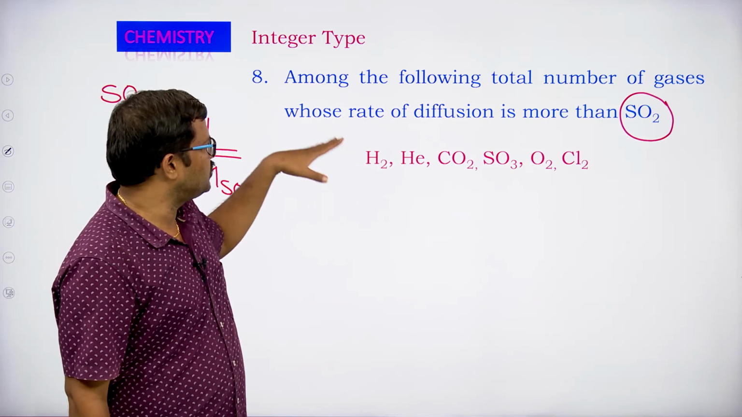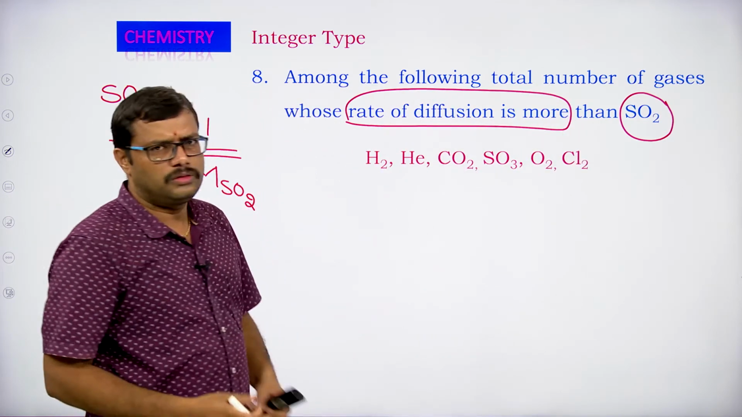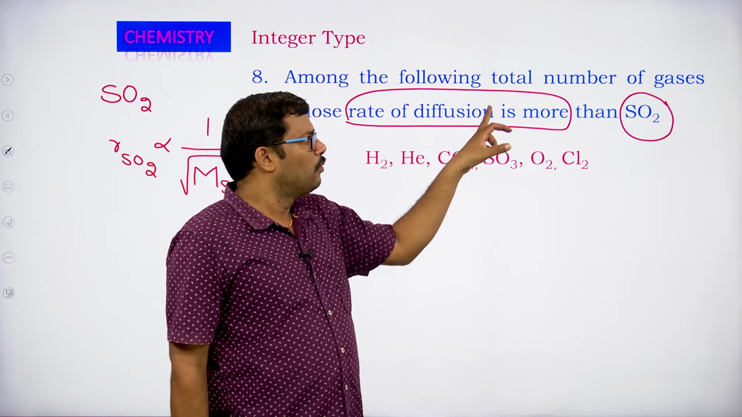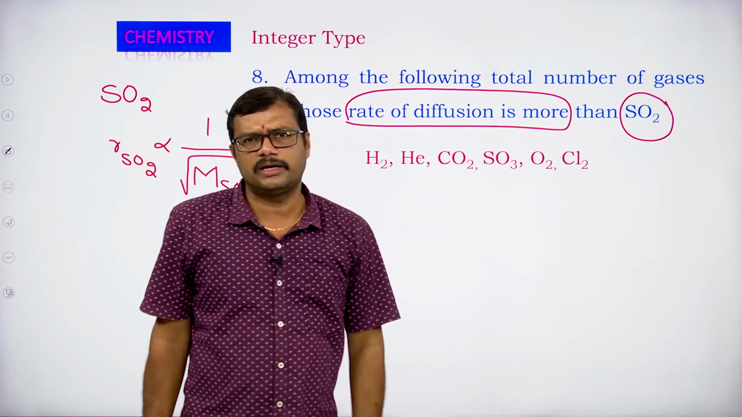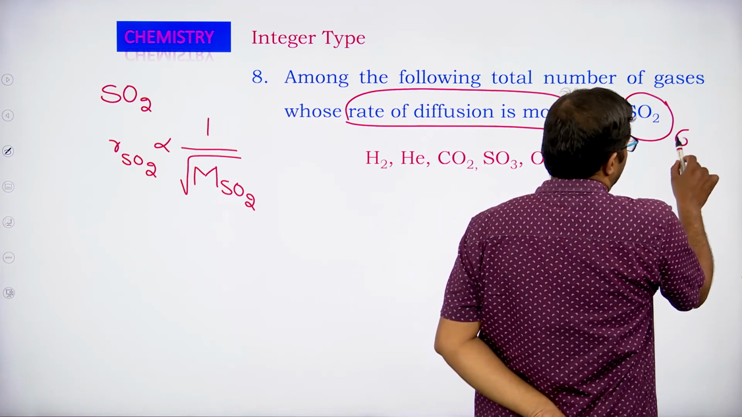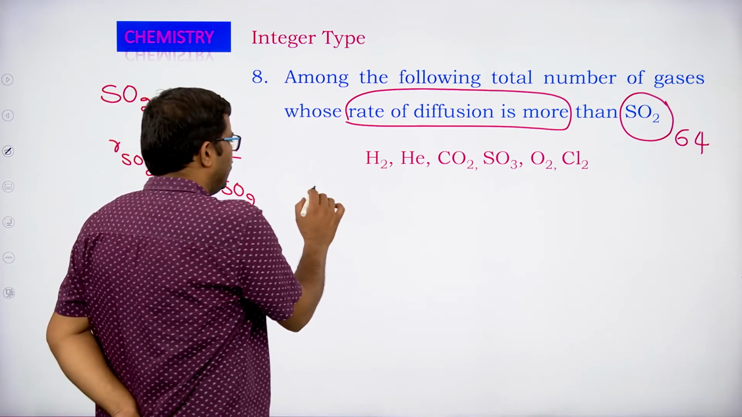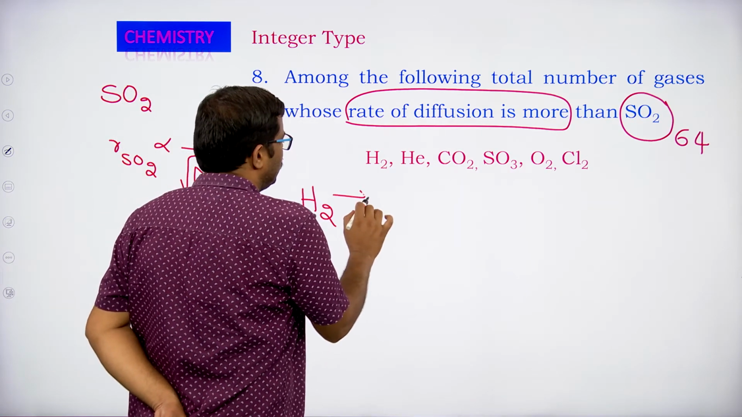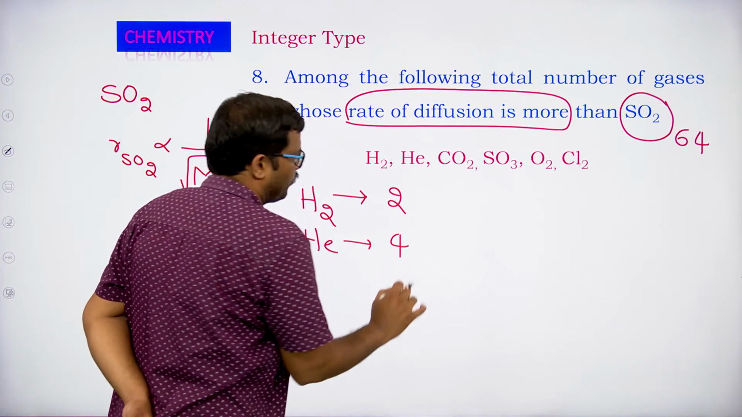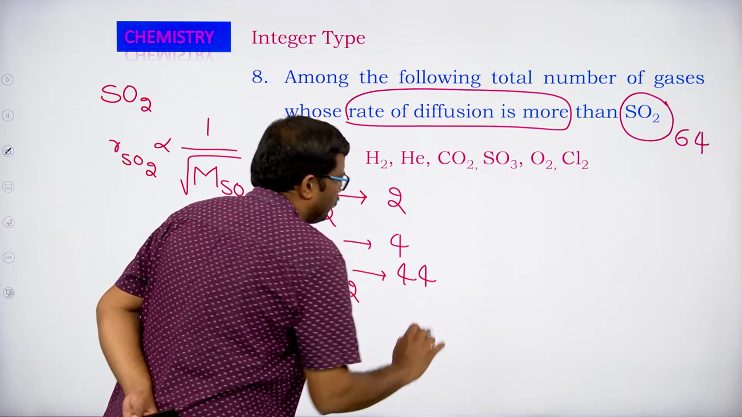Okay, total number of gases whose rate of diffusion is more. So these are the gases given. We have to choose the gases which have more rate of diffusion when compared with sulfur dioxide. Just now we have calculated the mass of sulfur dioxide as 64. And here hydrogen is given. Hydrogen molecular mass we know is 2. Helium molecular mass is 4. Carbon dioxide, just now we have calculated the molecular mass is 44.